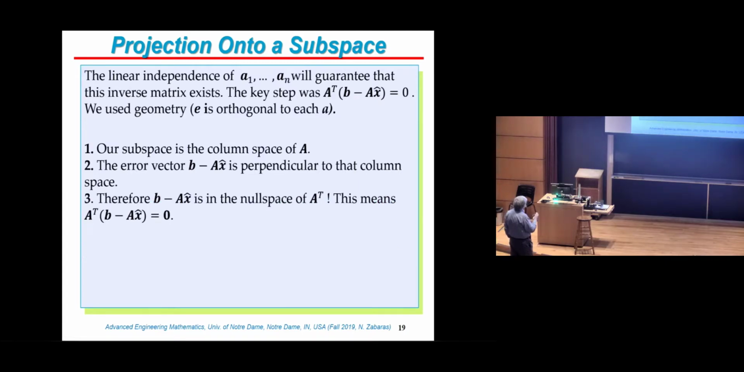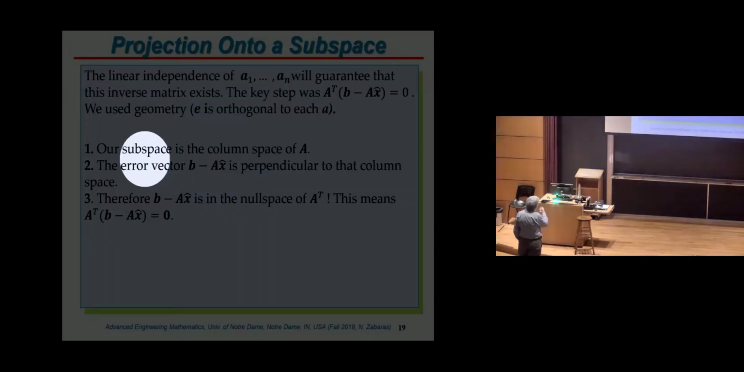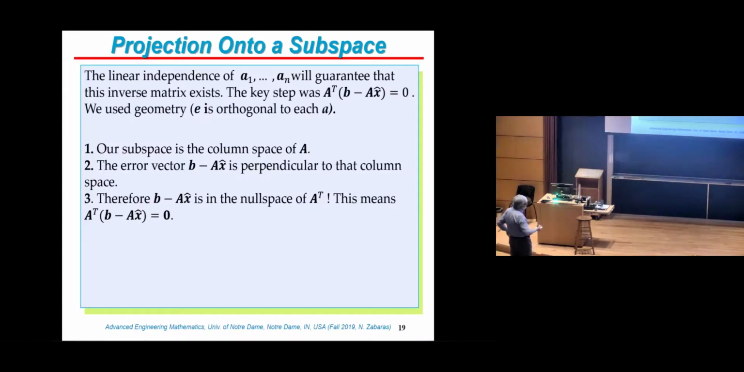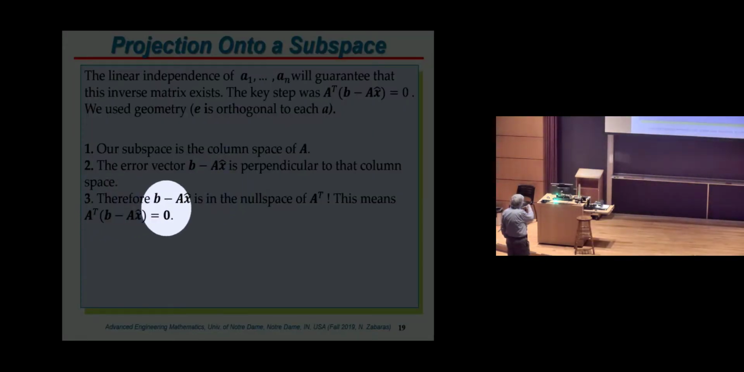All right, so here's the summary. The subspace we worked with is the column space of A. Basically, we wrote a projection as a combination of the columns. That's where this A x hat came from. We defined the error, b minus A x hat, and we said the error is perpendicular to the column space, so it has to be part of the left null space, and if it's part of the left null space, A transpose times it is equal to 0.